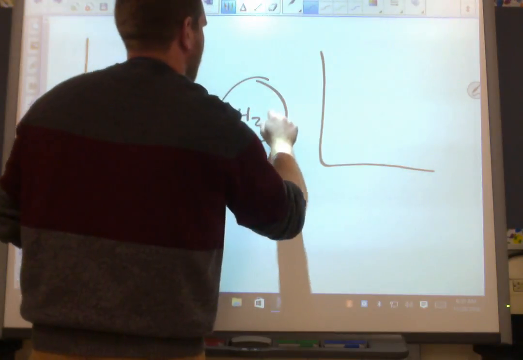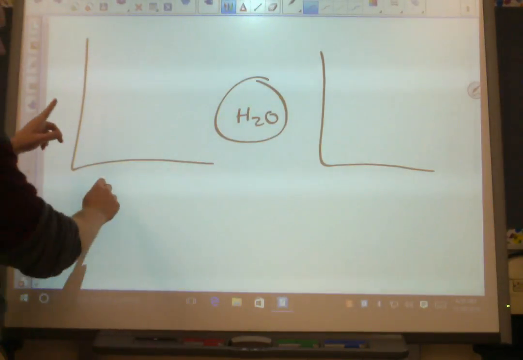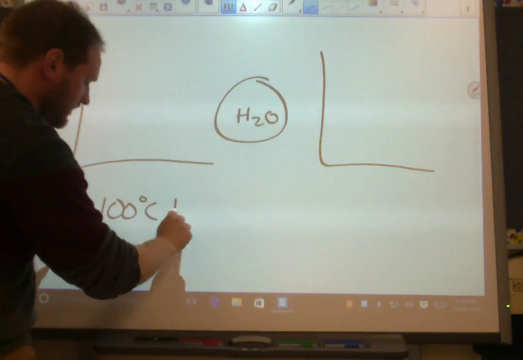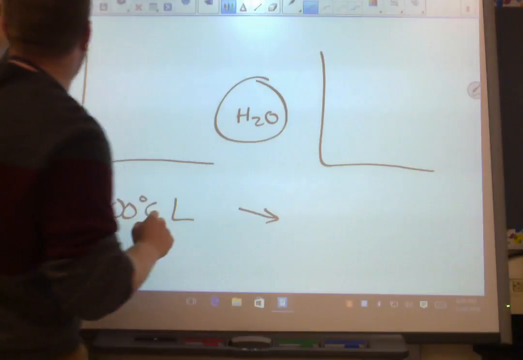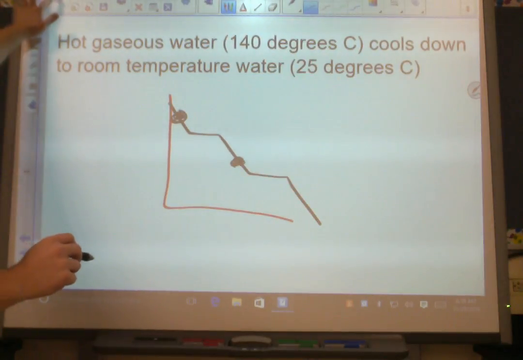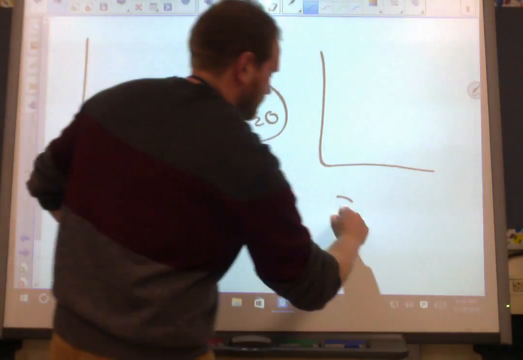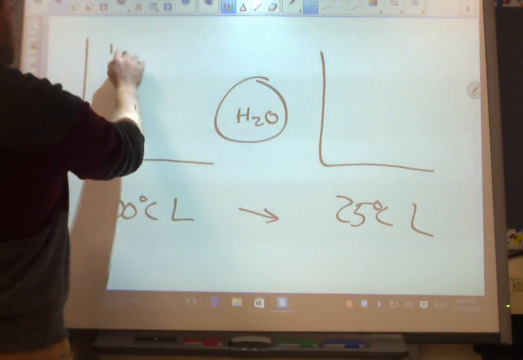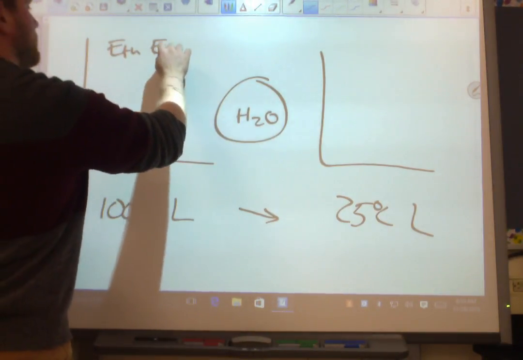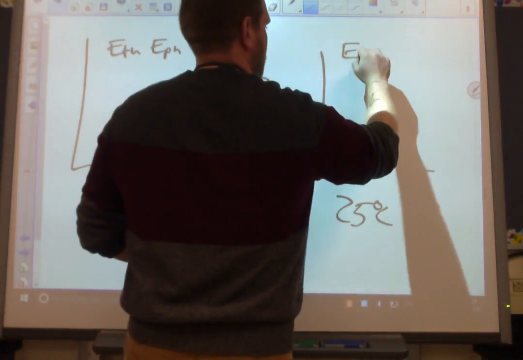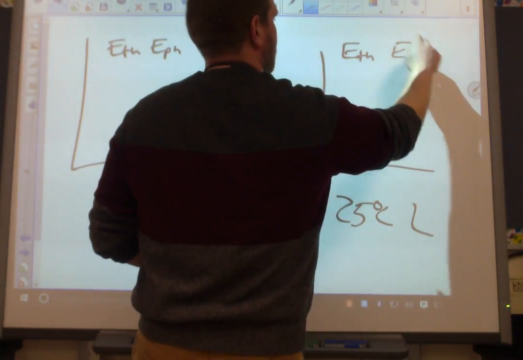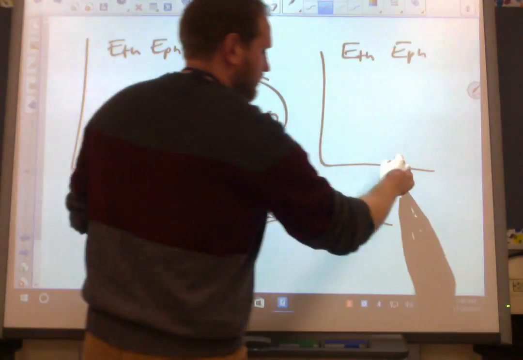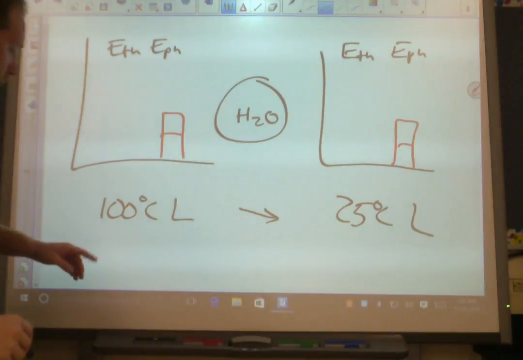All right. Last one. Still dealing with our H2O here. So our temperature is still 100, except now we're a liquid, and that's going to cool down to, what did I say? 25 degrees Celsius. And that's going to be a liquid. ETH, EPH. So for thermal, we have 2 bars over here, 2 bars over here.